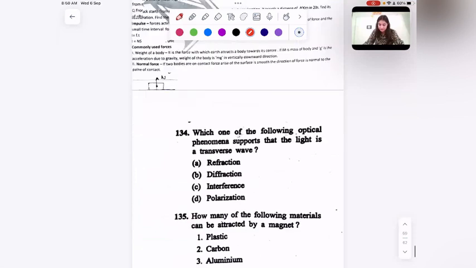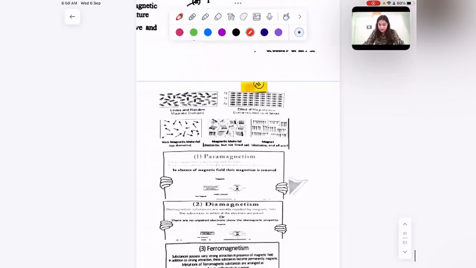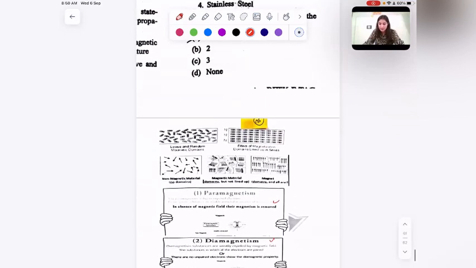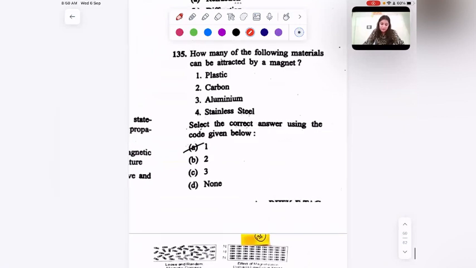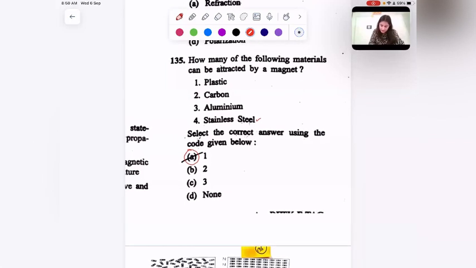Right. Now, what materials can be attracted by a magnet? So here all kind of materials are given in notes: paramagnetic, diamagnetic, ferromagnetic. Okay. So among these, only stainless steel will be attracted. So option A.